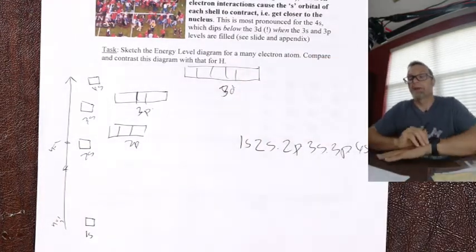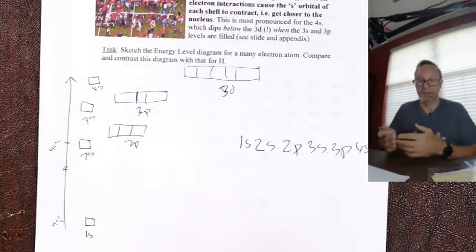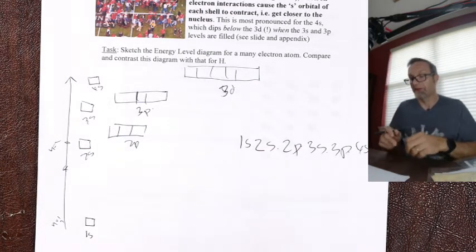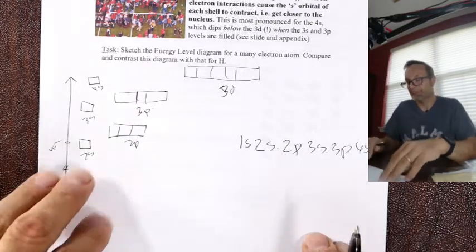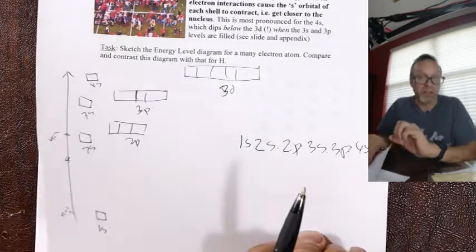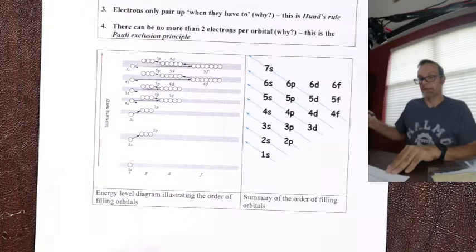We typically don't go past 3d in terms of our 101 examples, but if we did, you can look at the diagram on the next page to see what goes past 3d. There's also a trick with the periodic table which I'll show you which allows us to do that very simply.